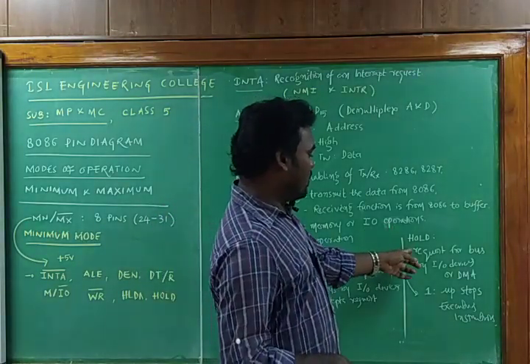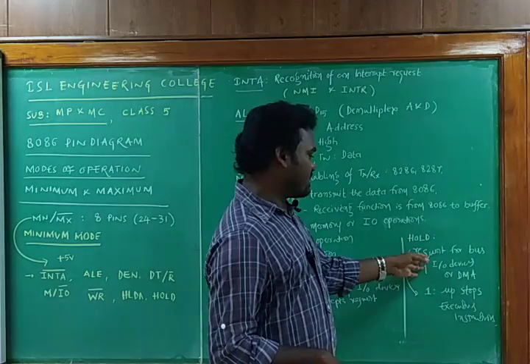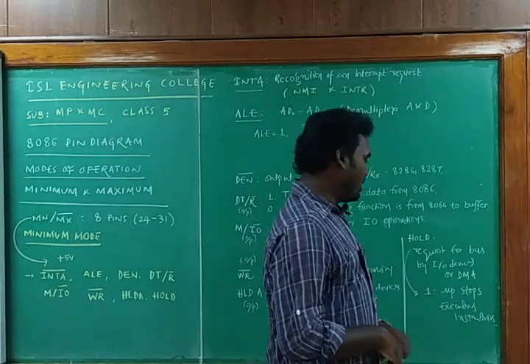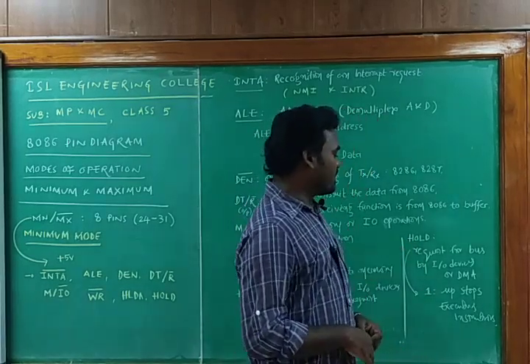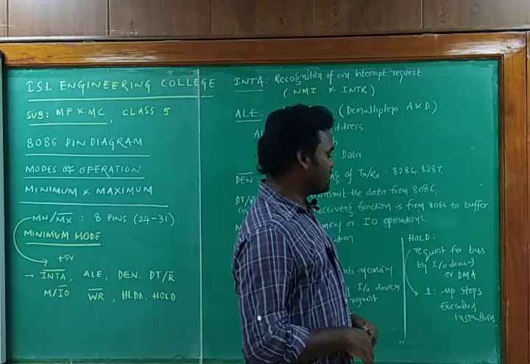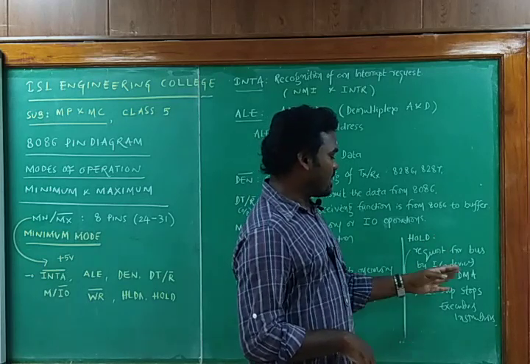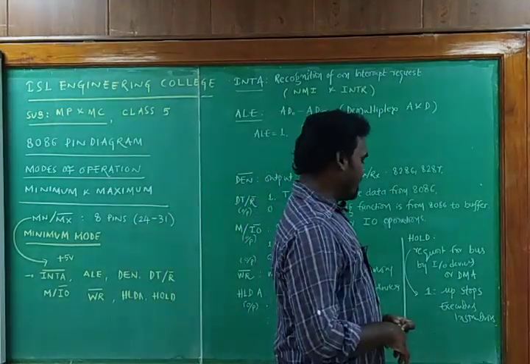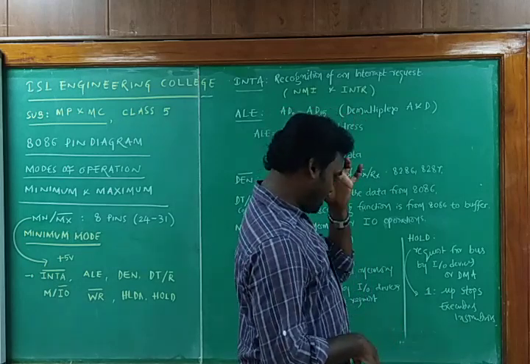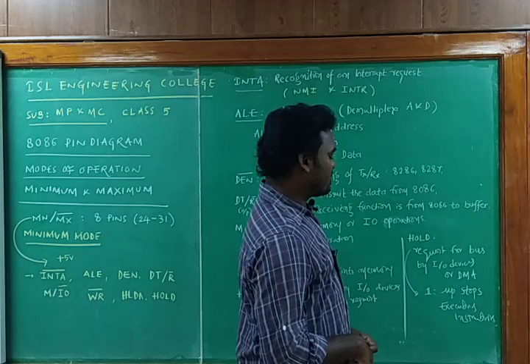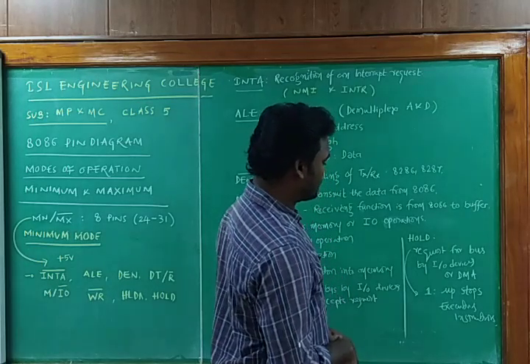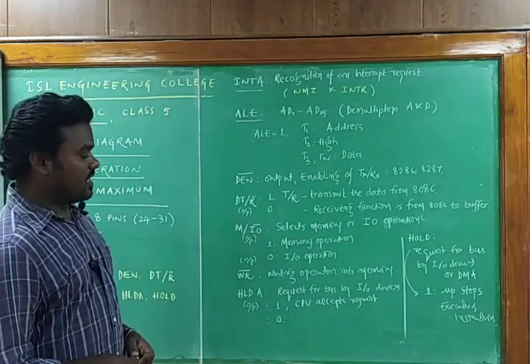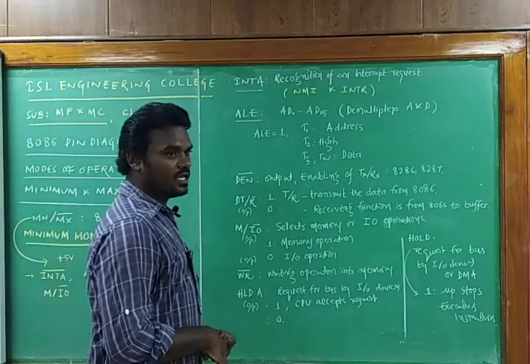Coming to HOLD, whenever the request comes from this signal, the CPU gives the acknowledge. This is a request for the system bus by input output devices like the DMA, direct memory access controller. That means it can directly access the memory through the bus. Whenever this is 1, the microprocessor stops executing instructions. Whenever it is 0, it doesn't hold the execution, so it continues executing the current instructions.